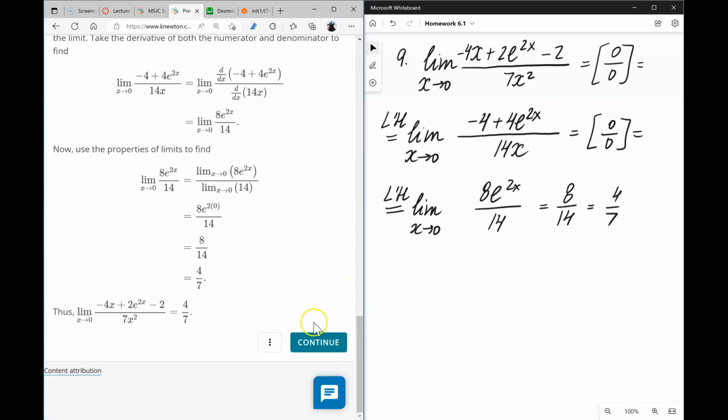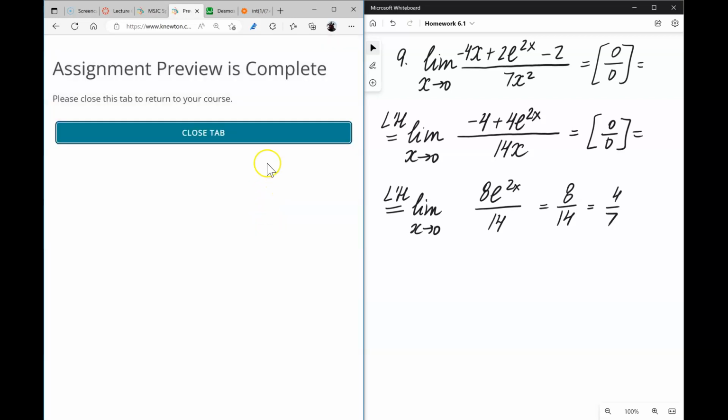And it looks like we finished this homework. So if you have any questions about using the L'Hopital's rule when you have either 0 over 0 or infinity over infinity, please let me know.